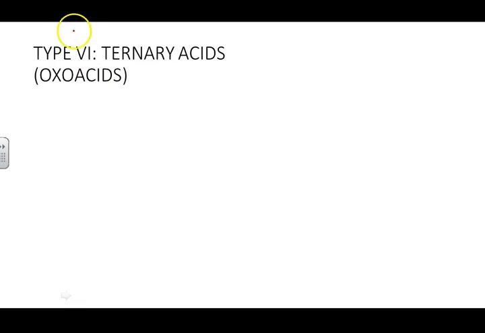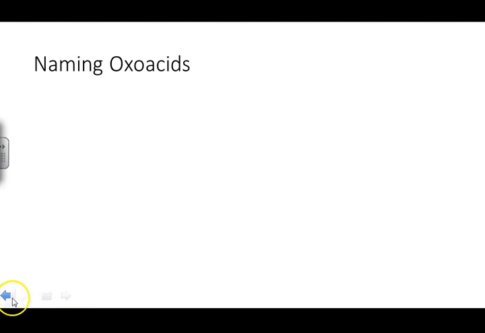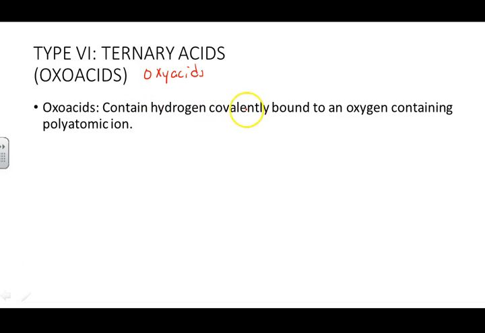Okay. We also have ternary acids. Ternary acids are called oxoacids, sometimes called oxyacids. And these are going to be acids that contain hydrogen covalently bound to an oxygen-containing polyatomic ion. A polyatomic ion is a group of atoms with charge.